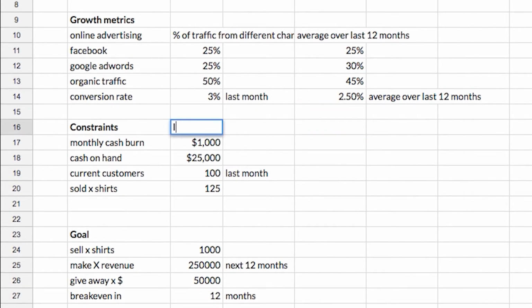Our cash burn last month was $1,000. We may know that our average spending over time, which we may get from our accountant, was only $900 per month. We know that there's $25,000 cash on hand. Our current customers were 100 last month. We may have only averaged 85 over the past 12 months. We're not looking for all of the detail that's possible. We're just looking for the most relevant metrics that we can use to make important business decisions.